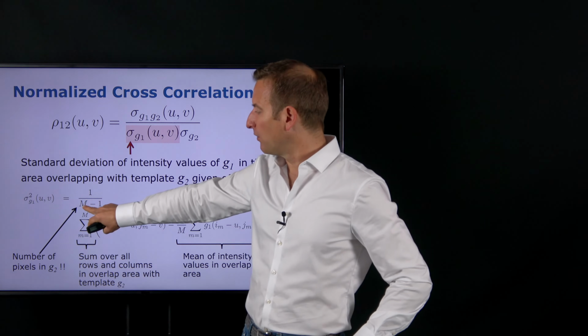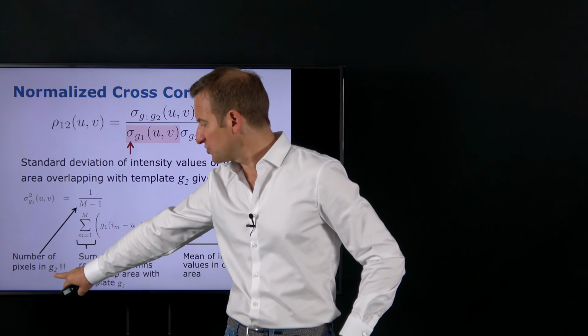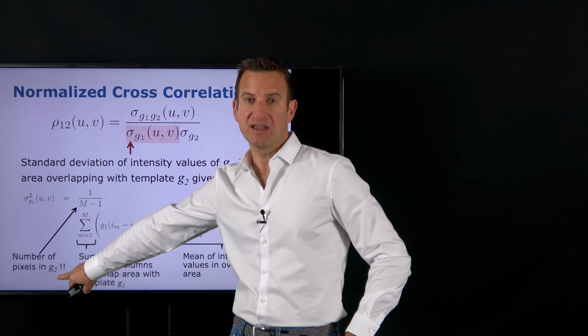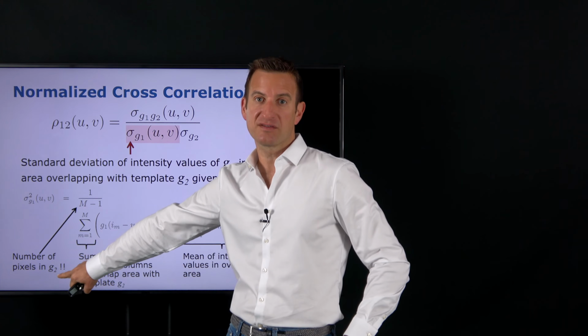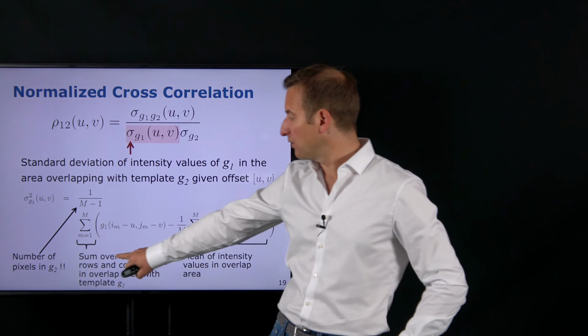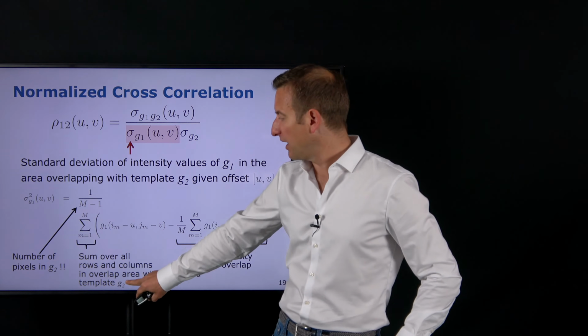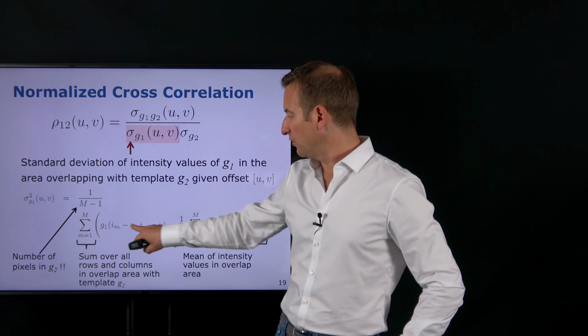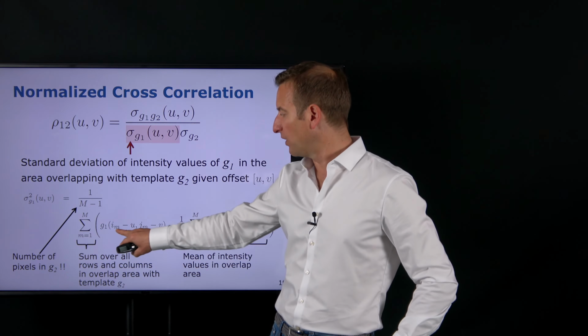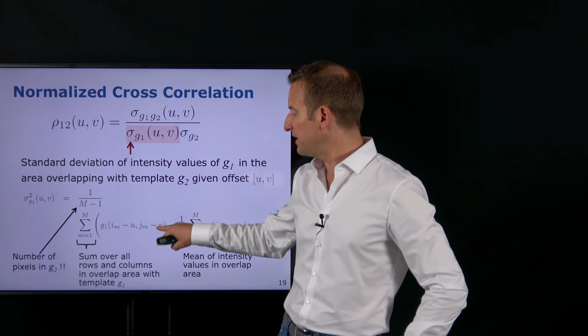So I'm again summing over all pixels in G2, not G1, G2, it's important. It's not a mistake in here, G2. It's just the size of the template. And then I'm iterating over all rows and columns in that template and saying, okay, what is this value using the same index that I used before, and now subtracting from here the offset.